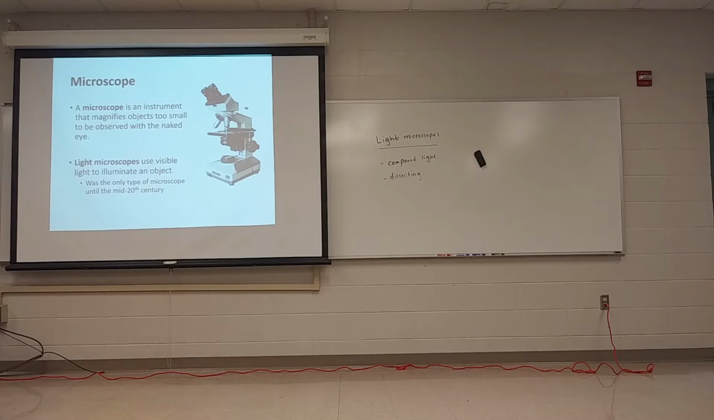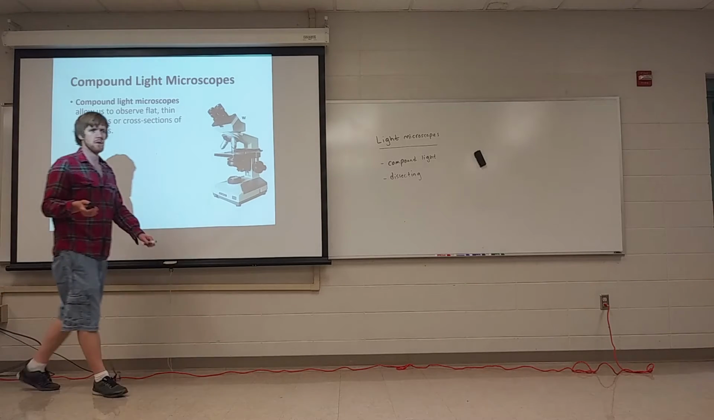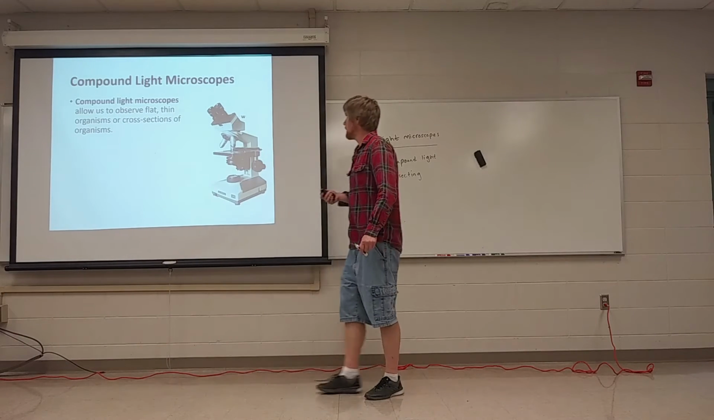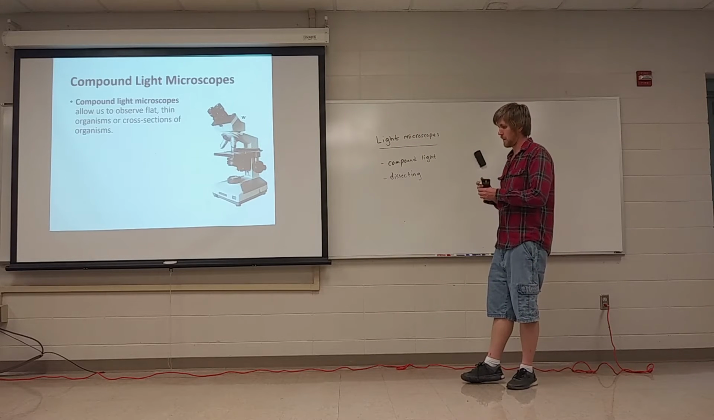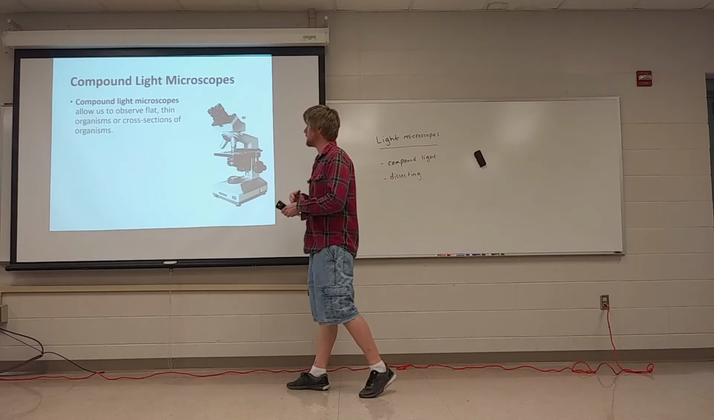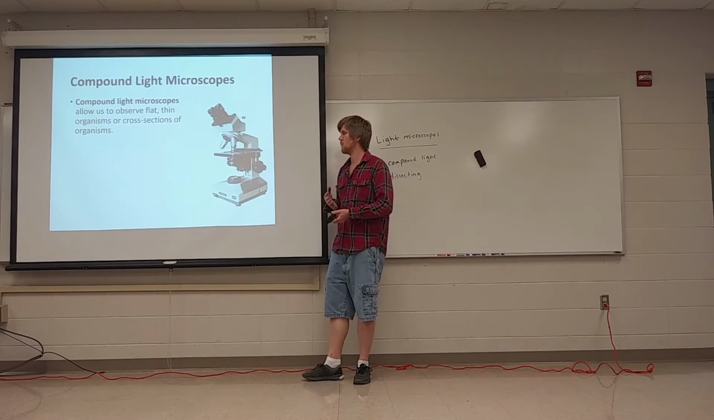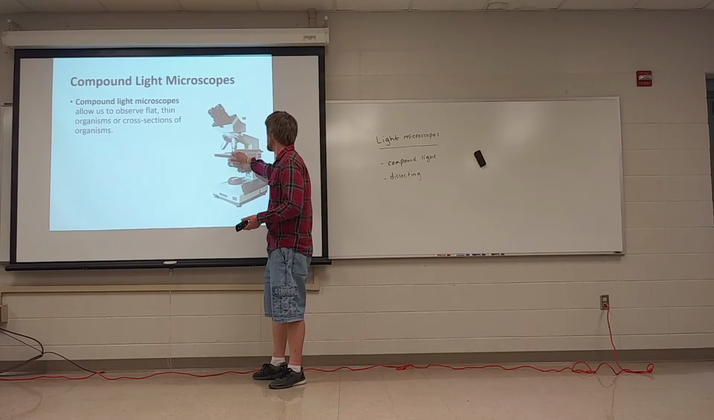So let's talk a little bit more about compound light microscopes. And there's that same picture for the third straight slide. Compound light microscopes let us look at flat, thin organisms or cross-sections of organisms. There's a lot more to this in the microscope lab that you will be looking at. But just an overview, the slide goes here on the stage.